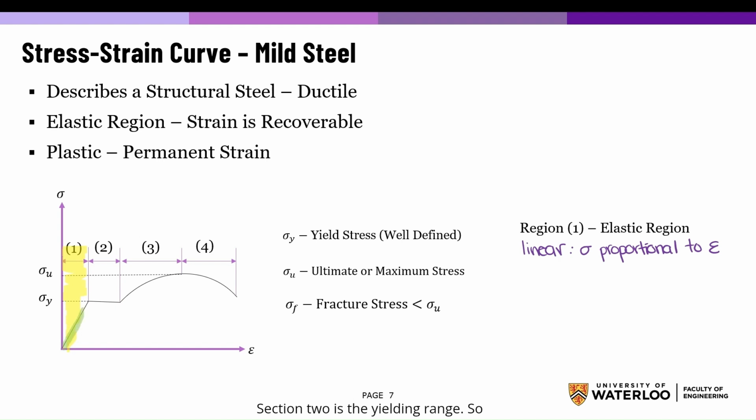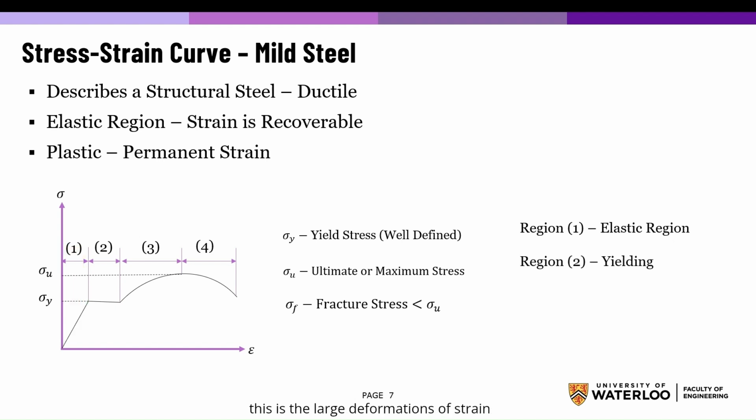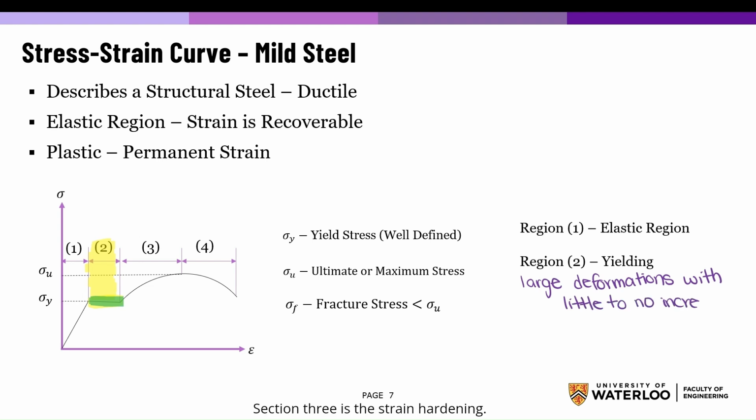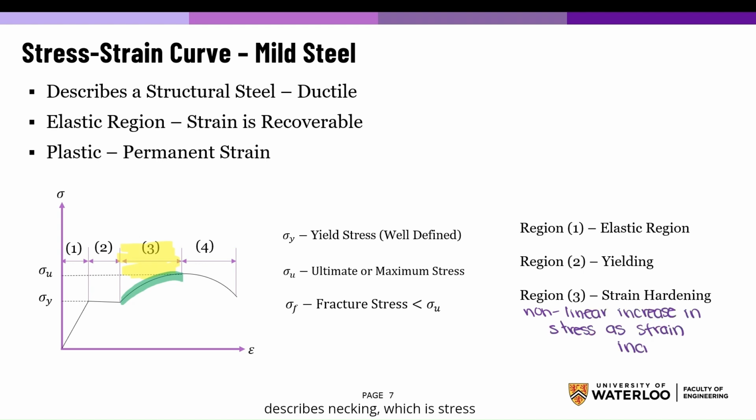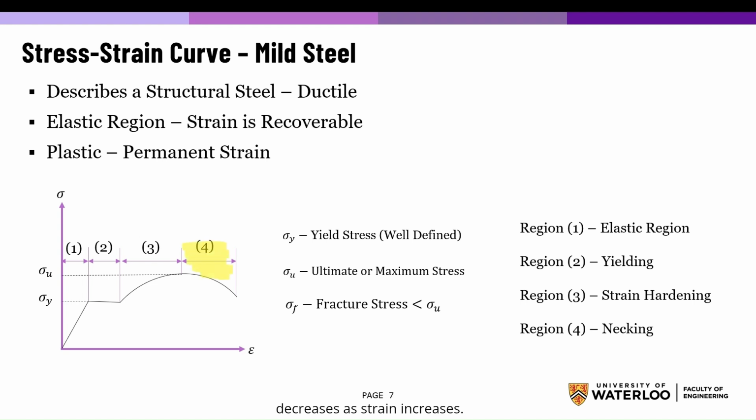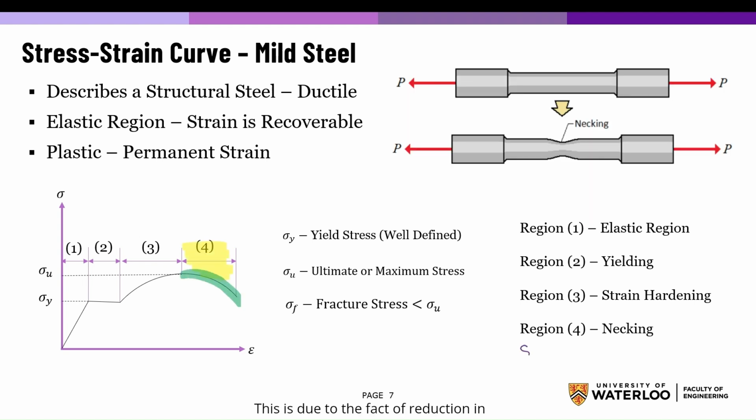Section 2 is the yielding range. These are large deformations of strain with little or no increase in load, which is stress. This is the point at which the plastic range starts, which talks about permanent deformations. Section 3 is strain hardening. There's a nonlinear increase in stress as strain increases. Lastly, region number 4 describes necking, where stress decreases as strain increases. This is due to the reduction in cross-sectional area at a localized region.